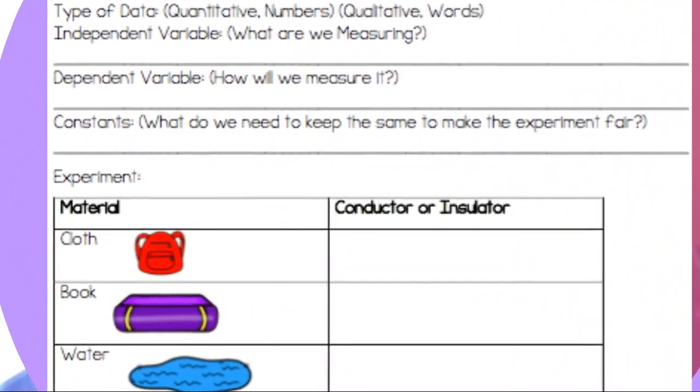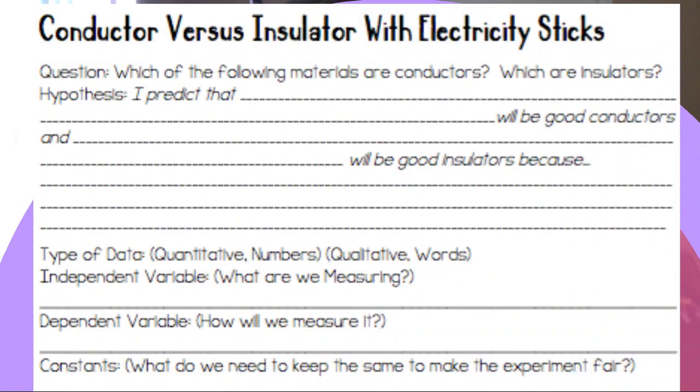So the first thing we're doing is identifying the question. Which of the following materials are conductors? Imagine conductors allow electricity through them. Which ones are insulators? I predict that blank will be good conductors and blank will be insulators because.